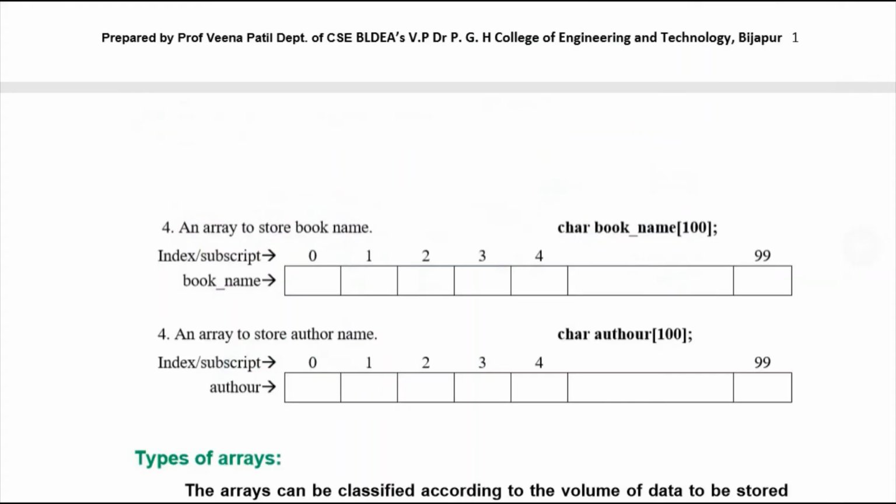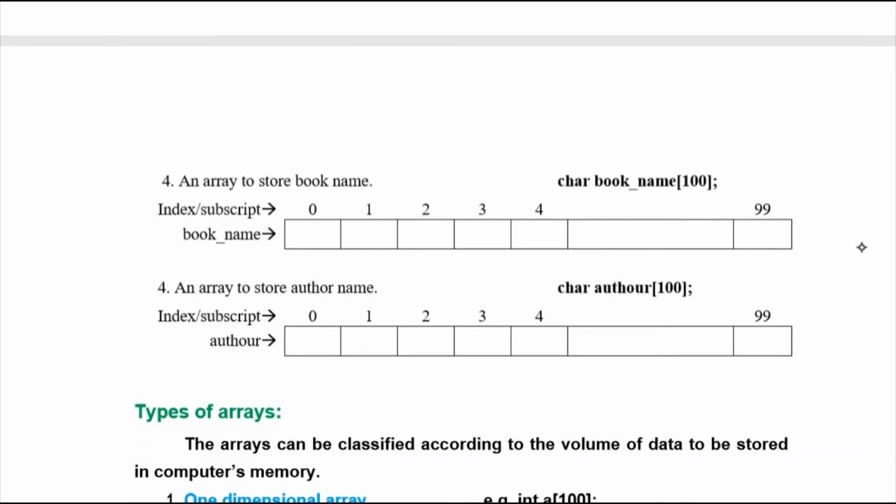Okay. So let's see here. An array to store book name, I just showed you here. This is one more example. Similarly, the name of the author. Okay.